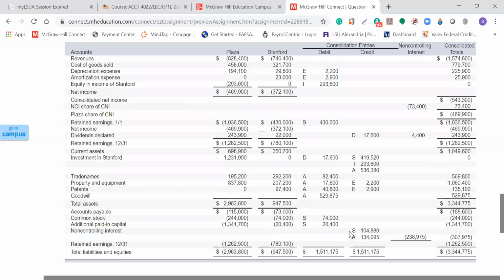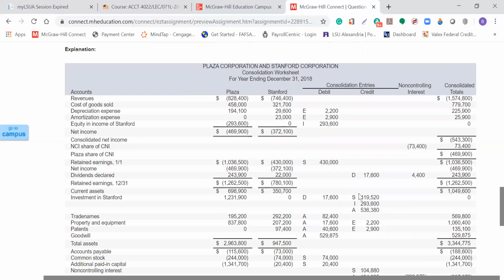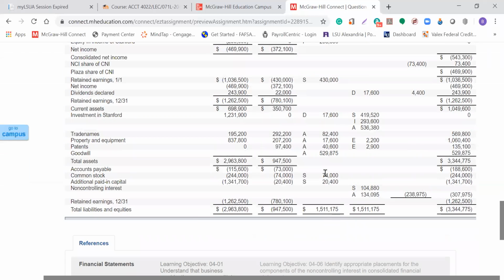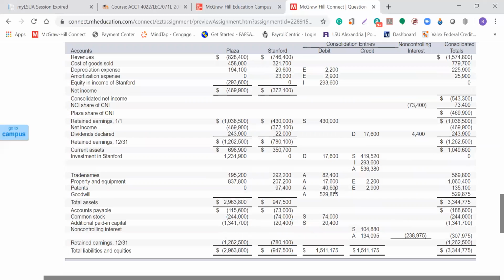Here are the calculations that go along with all of that and how they arrived at that information. Here you can see the NCI share was 73,400, making the adjustment to 469.9. You have the investment in Standard, and how the adjustments were tied to each of those.